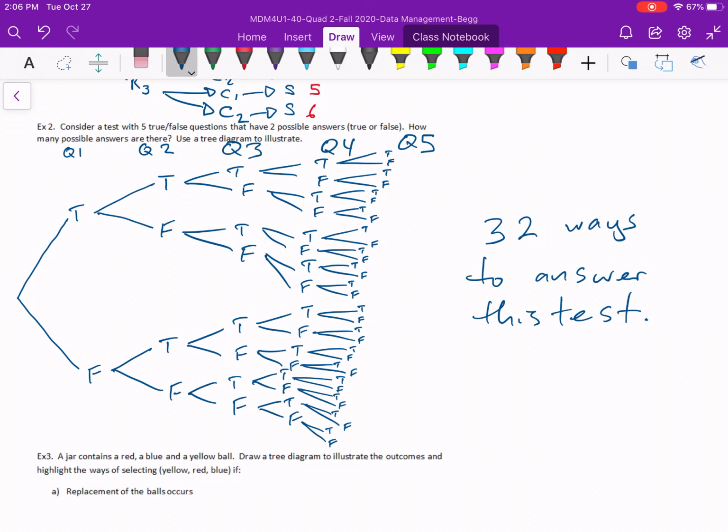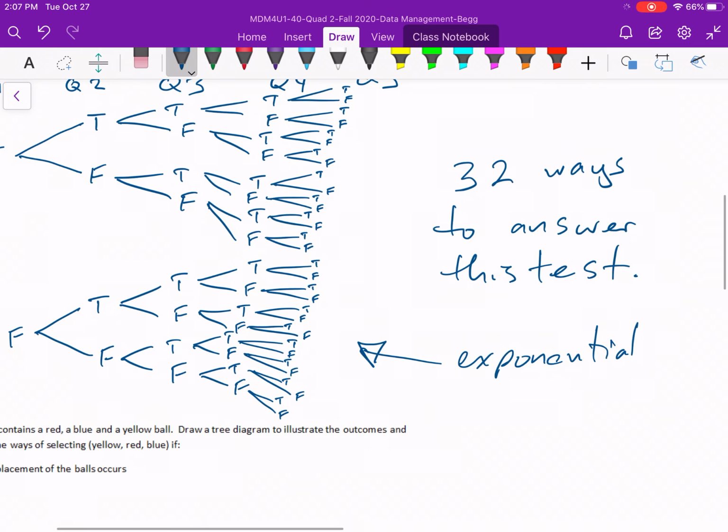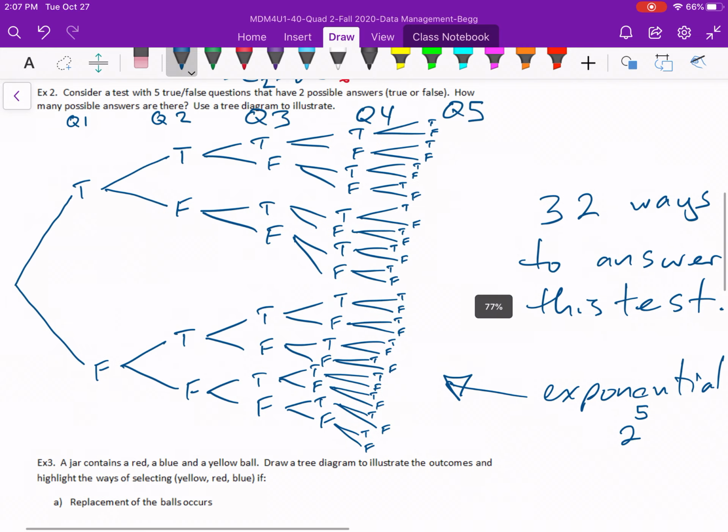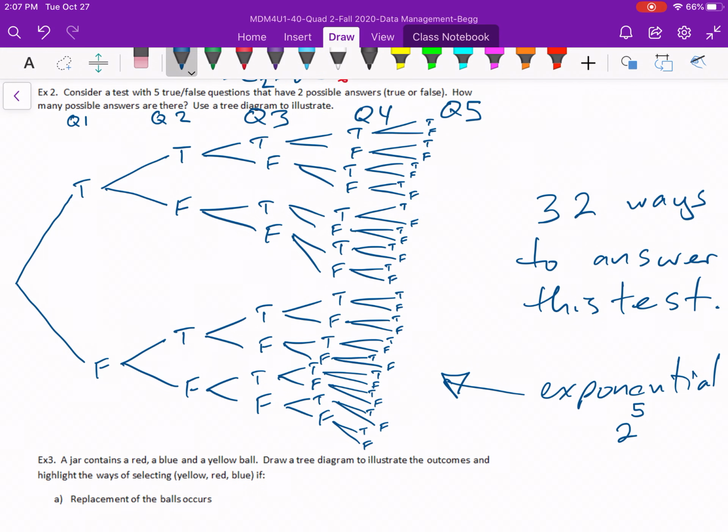And in fact, we could come up with the number of paths without even drawing the tree diagram in this case. Because if there's 2 options for each question and there's 5 questions, what we have going on is an exponential situation. We've got 2 choices to the exponent 5. Every time we add another question, we're doubling our number of paths.